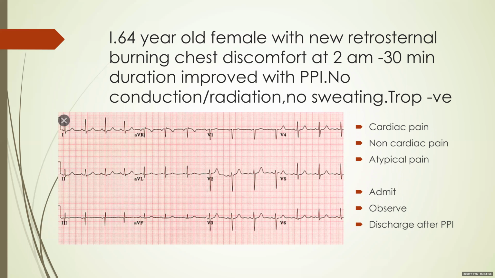So let's go. 64-year-old female with new onset retrosternal burning chest discomfort at 2 a.m. lasting for 30 minutes, relieved by PPI. Have a look at this ECG. This was already described previously. This is actually a Wellens syndrome.